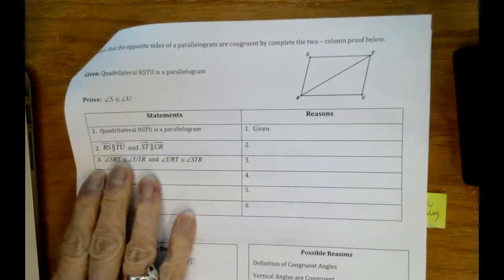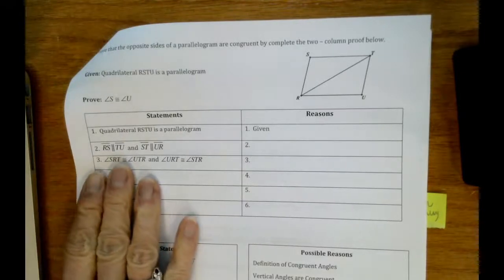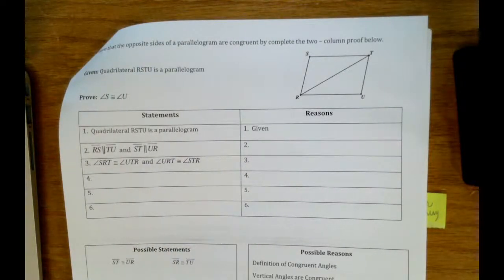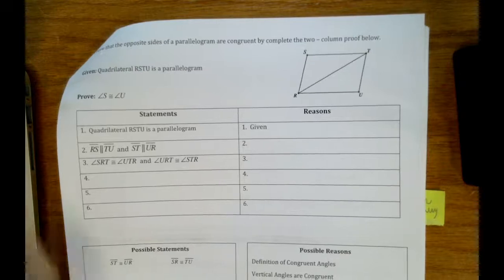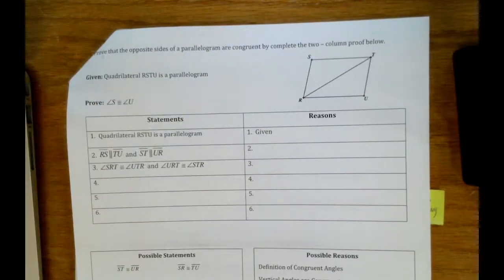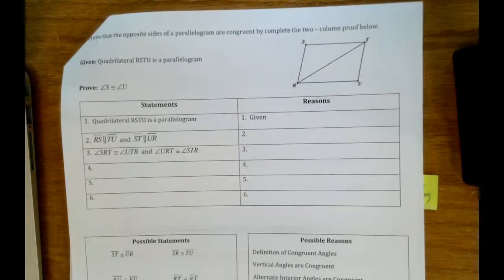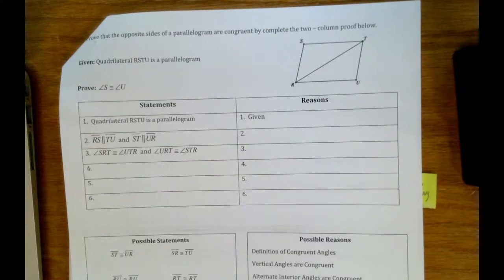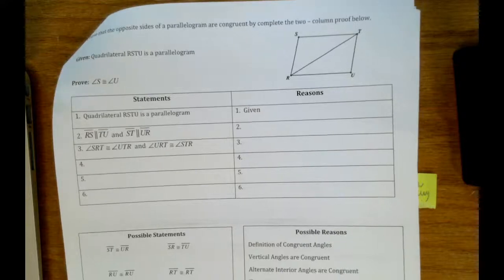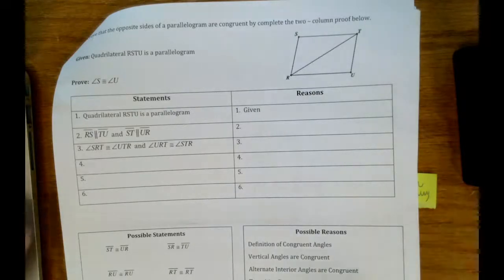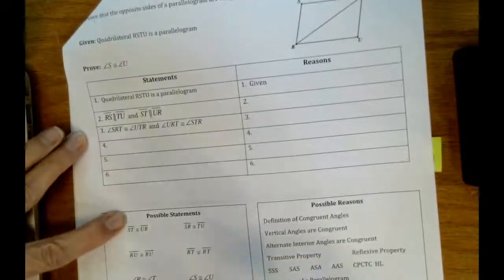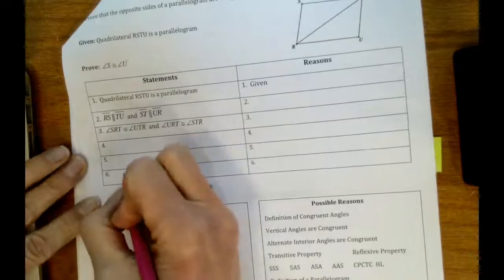We want to prove that opposite sides of a parallelogram are congruent by completing the two-column proof below. The nice thing is that we've got a couple things filled in for us already to help. We also have a possible statement box and a possible reason box. And we've already been filled in with the given information, but one thing that we haven't been filled in is what we're trying to prove, so let's get that in right away.